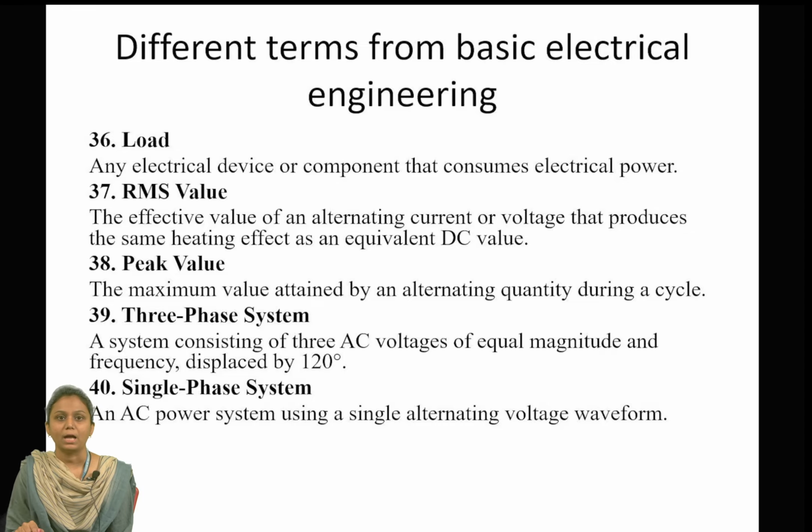Next one is RMS value, means root mean square value, the effective value of an alternating current or voltage that produces the same heating effect as an equivalent DC value is known as RMS value. Next one is peak value. The maximum value attained by an alternating quantity during a cycle is known as peak value.